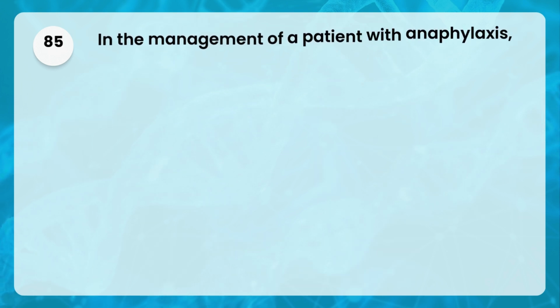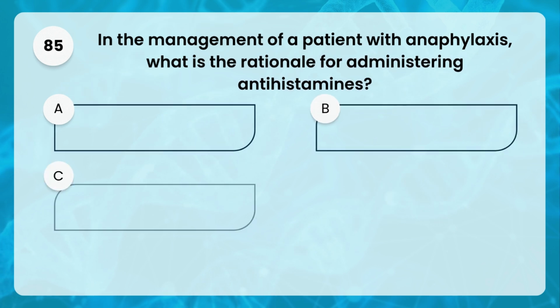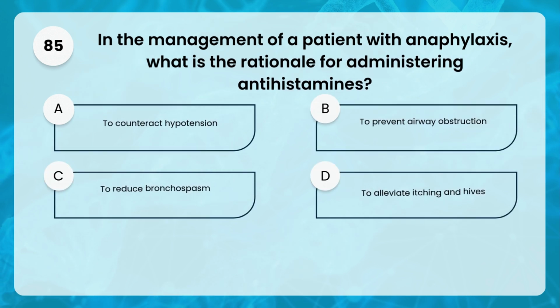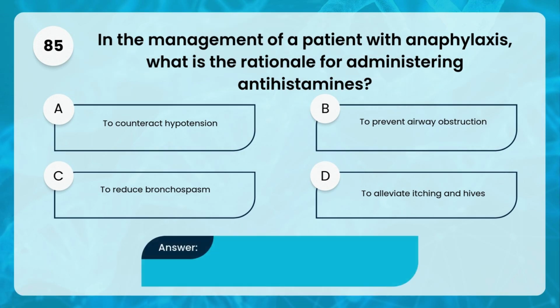Number 85. In the management of a patient with anaphylaxis, what is the rationale for administering antihistamines? A. To counteract hypotension. B. To prevent airway obstruction. C. To reduce bronchospasm. Or D. To alleviate itching and hives. The answer is D. To alleviate itching and hives. Number 86.